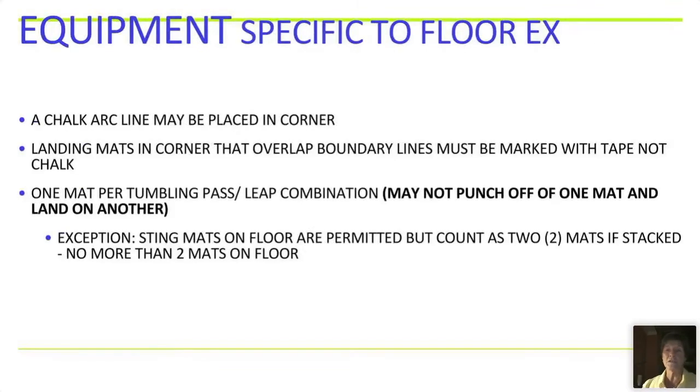And I just stuck this one in because I wanted to make sure that you were aware that in NCAA, they cannot color in the corner. That I think you're all aware of. That's even true with the others. But they can put a chalk arc in the corners. That's permissible. Landing mats in the corner that overlap the boundary lines must be marked with tape, not chalk. So even if you're in a hurry and the meet's running late and you go, that's fine. No, it isn't. They have to use tape, not chalk.